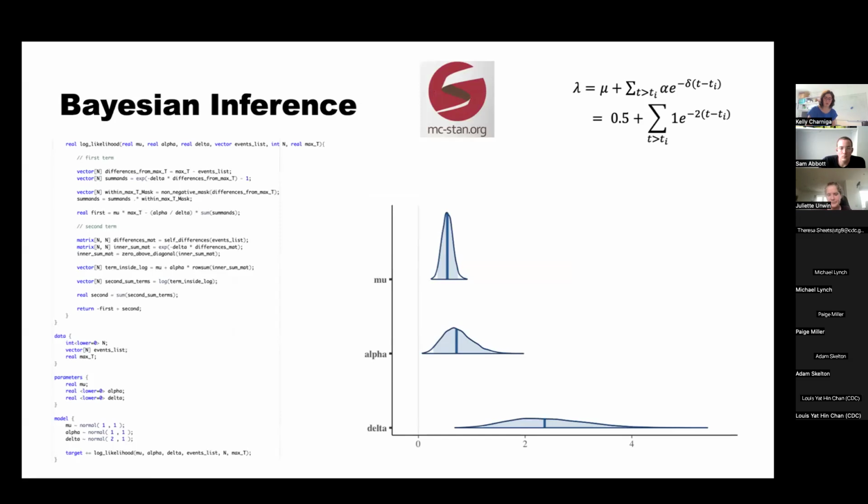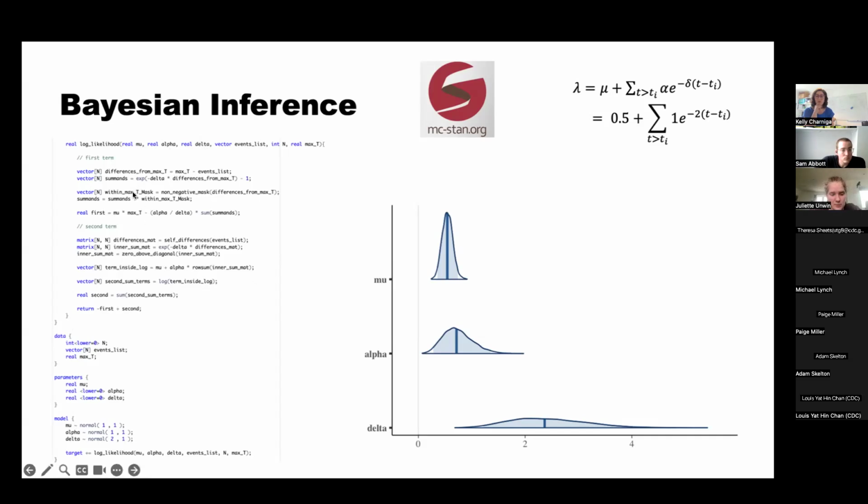If you want to calculate uncertainty in your parameters, the best option, in my opinion, is to switch to using Bayesian inference. We used a probabilistic programming language called Stan, which nicely allows you to code up your likelihood. This is what we're doing in the first part on the left-hand side. For some given parameters, mu, alpha, delta, and our events list, which would be the times of infections, we can calculate this log likelihood, which is the same log likelihood as used in the MLE, maximum likelihood estimation.